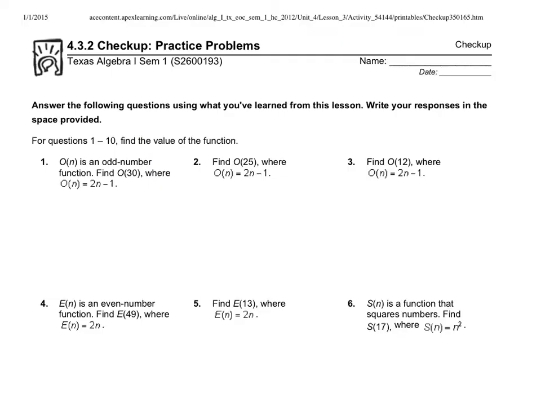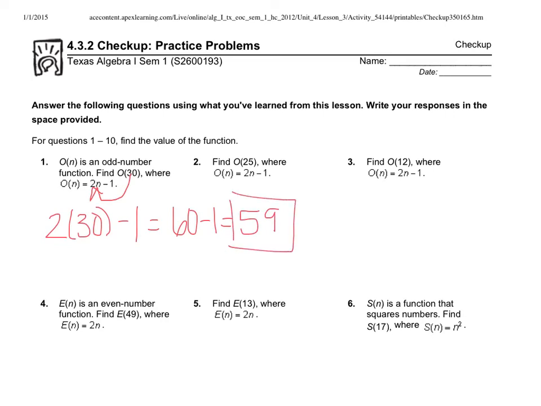Moving on to our checkup, number 1 says to find O of 30. So they just want us to take 30 and put it in for n. So we're going to do 2 times 30 minus 1, which is 60, minus 1, which is 59. So that would be our answer.